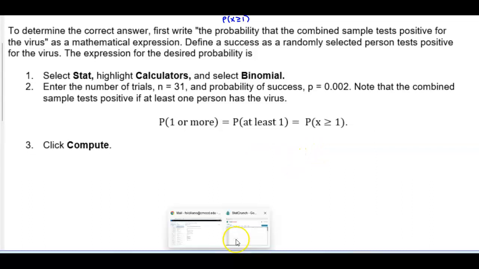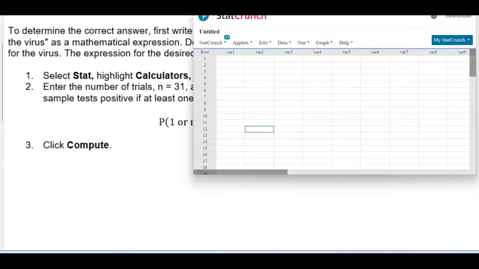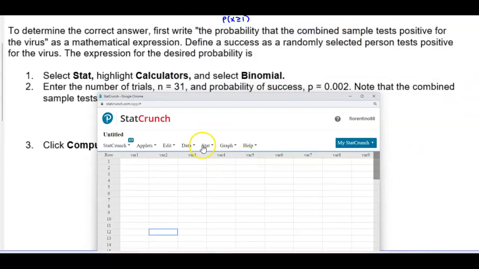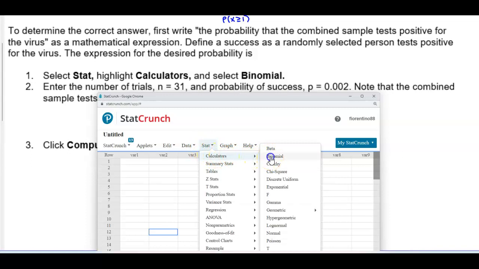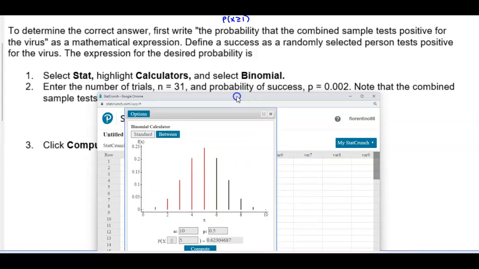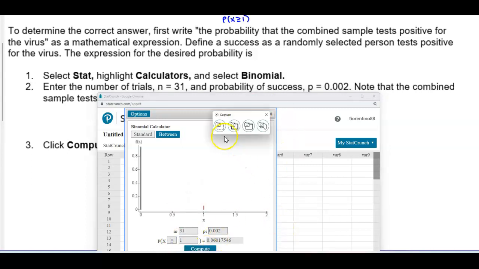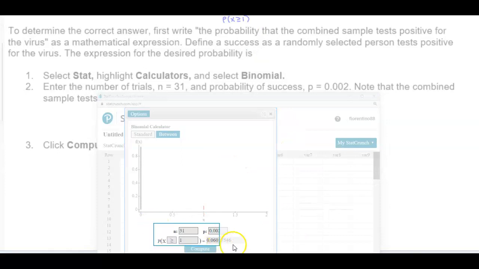So we're going to go ahead and open this up in StatCrunch. We're going to go to Stat, select Calculators, and then select Binomial. We know that N is equal to 31, and we know that the probability is 0.002, and it has to be at least, which is greater than or equal to the value of 1. And then we're going to select Compute. And therefore, we can get the probability there.